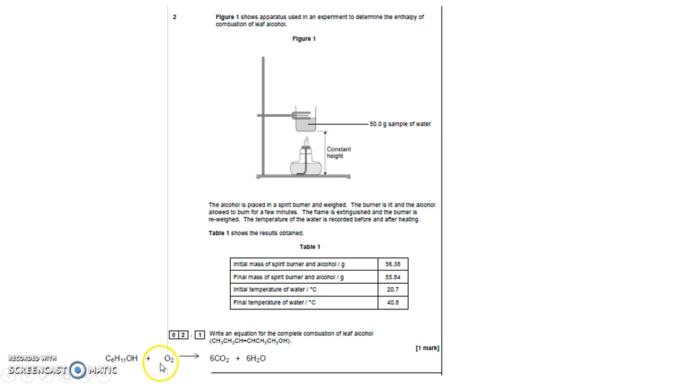So I want a number here that multiplied by 2 gives 17. So the answer is going to be 8.5. 8.5 oxygens. Let's just check again. 6 C's, 6 C's, 12 H's, 6 times 2 is 12 H's. 1 add 8.5 times 2 is 17, 18 O's there. 6 times 2 is 12, add 6 times 1 is 6. Yes, my oxygens balance as well.